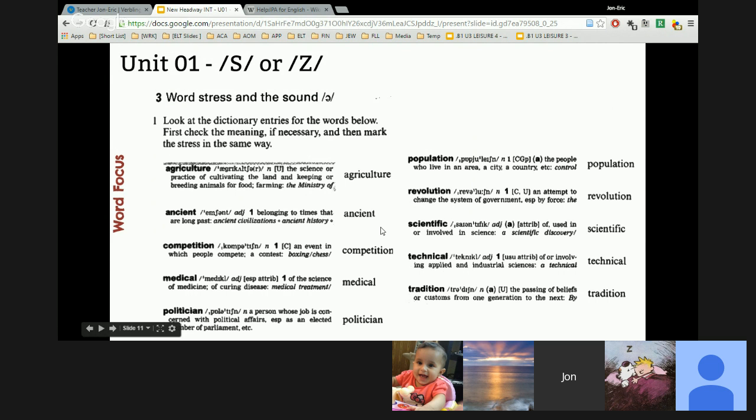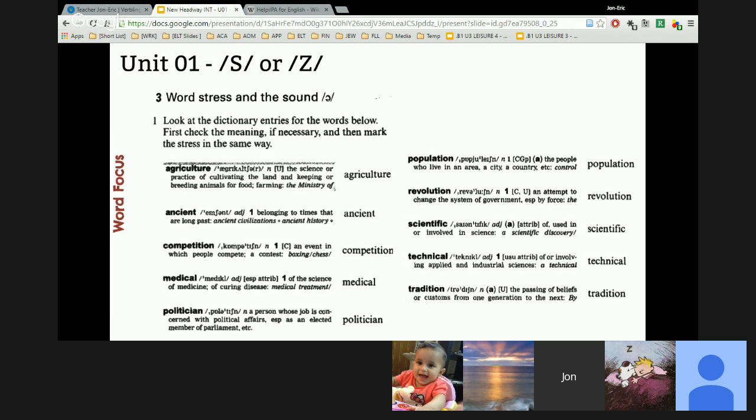So Edson, take the first one for us. Notice where the stress is in the IPA symbols. Agriculture. The science or practice of cultivating the land and keeping or breeding animals for food, farming. Right. So say the word again. Agriculture. Okay. Where is the apostrophe? On which syllable? The first. Right, right. So try it again, but put the stress on the first.